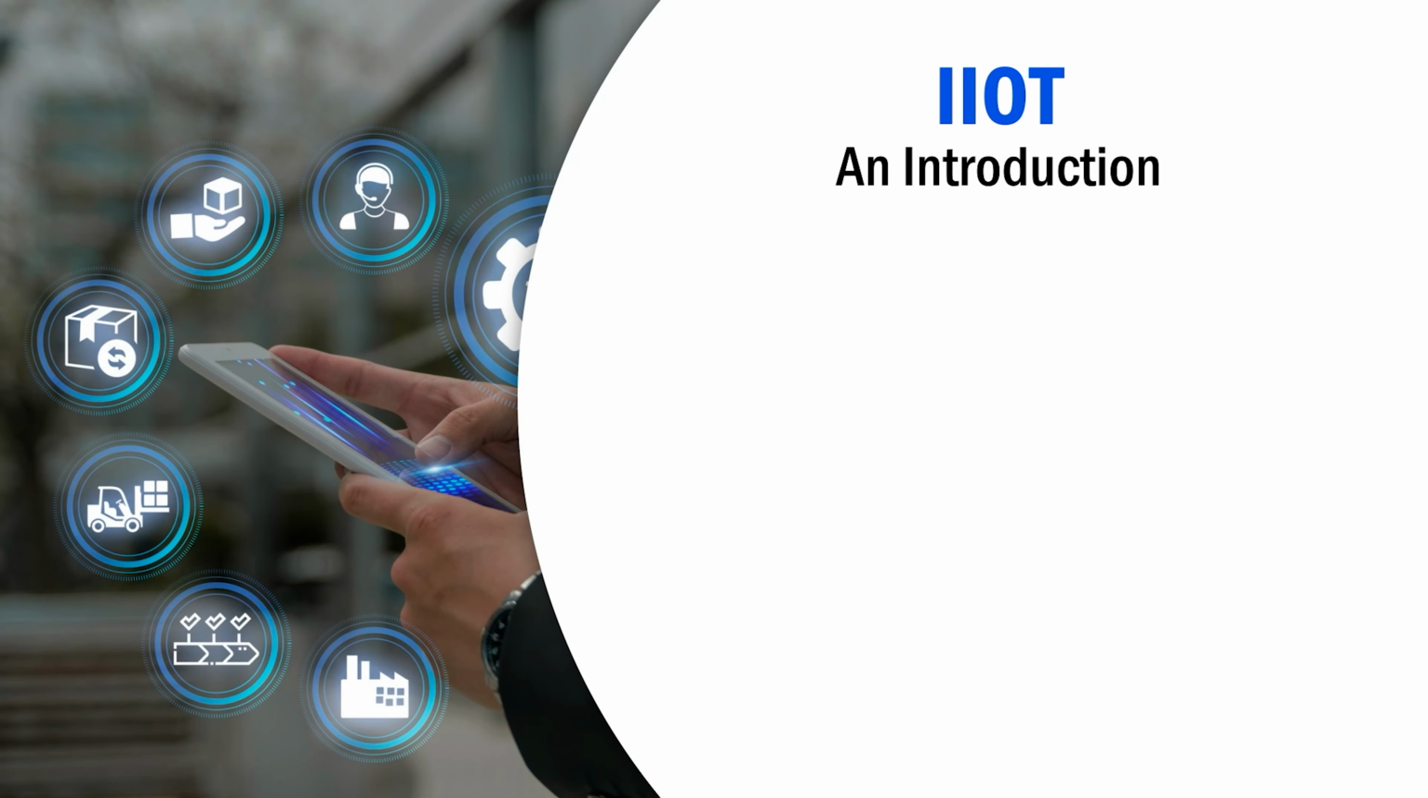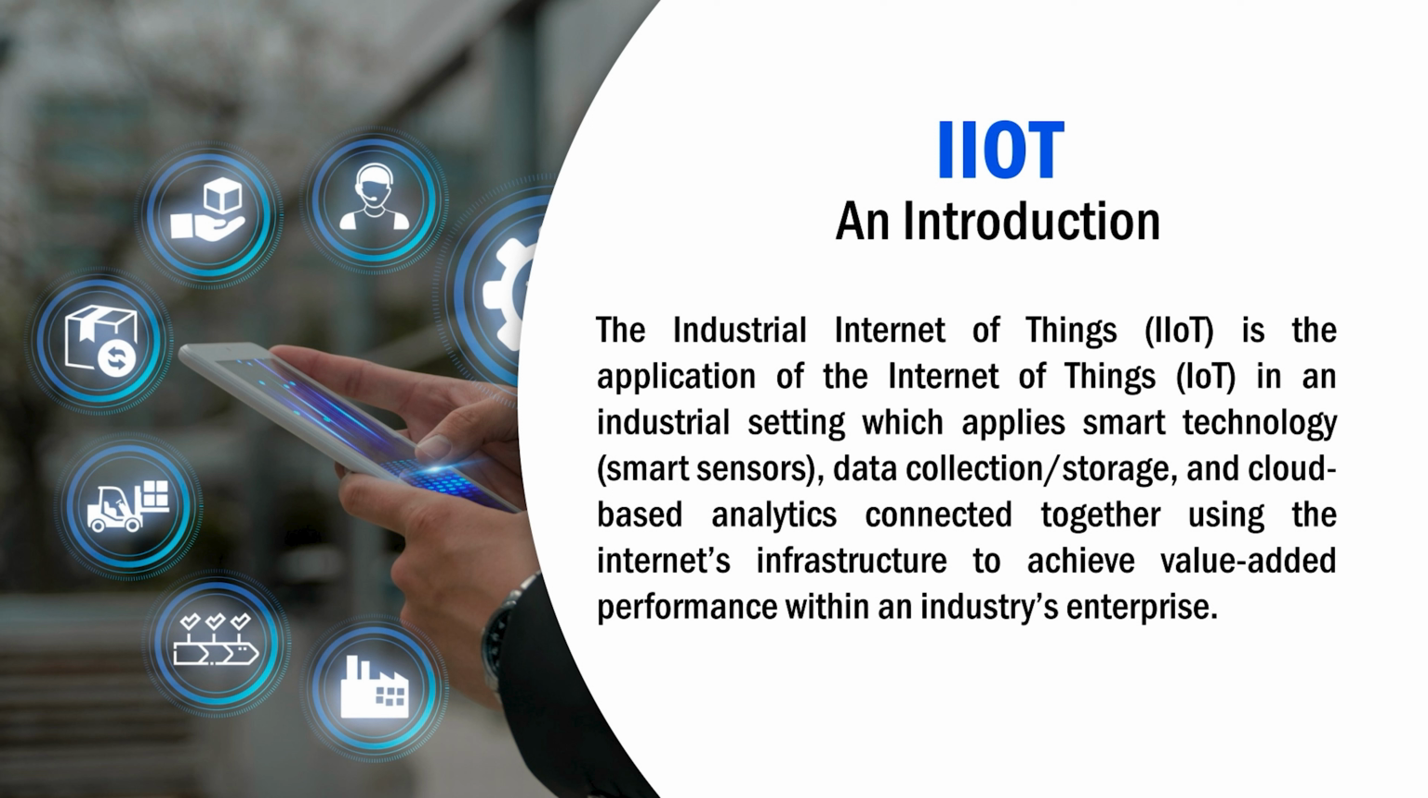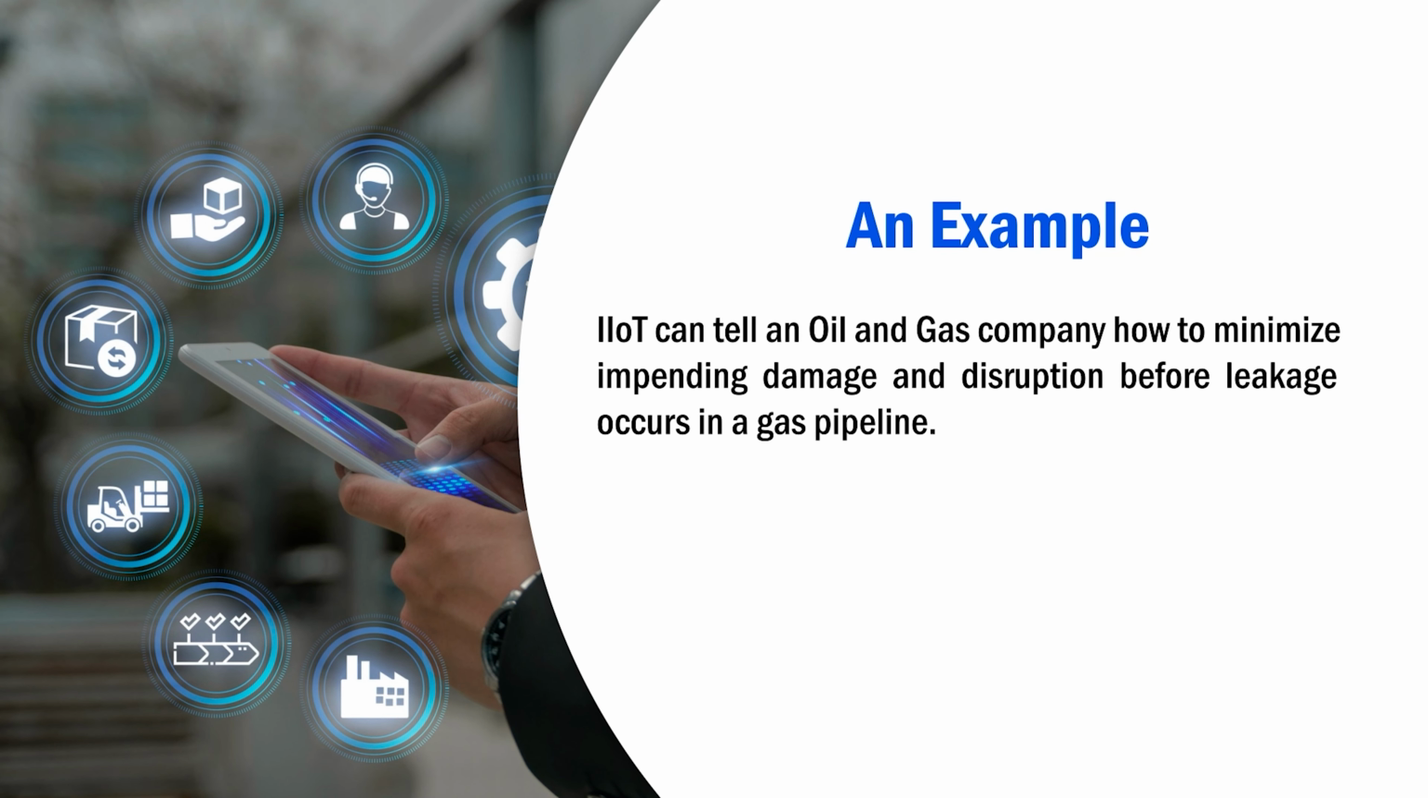So, this IoT not only pertains to the home, smart homes and other kinds of things, however, it has its own application in industries also. The Industrial Internet of Things is the application of IoT in an industrial setting which applies smart technology like smart sensors, actuators and other kinds of equipment, data collection, data storage and cloud based analytics connected together using the internet's infrastructure to achieve value added performance within an industry enterprise. For example, IIoT can tell an oil and gas company how to minimize impending damage and disruption before leakage occurs in a gas pipeline.